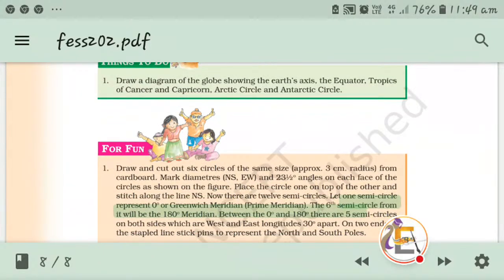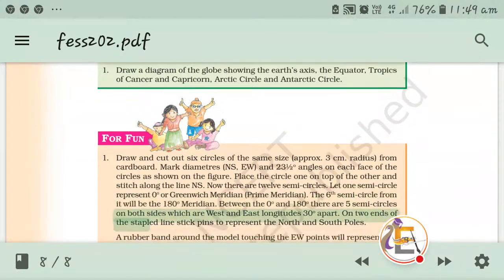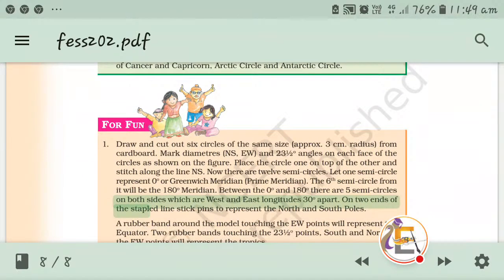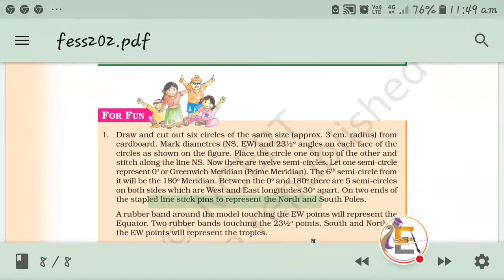On two ends of the stapled line stick pins to represent the north and south poles. A rubber band around the model touching the EW points will represent the equator. Two rubber bands touching the 23.5 degrees points, south and north of the EW points, will represent the tropics.